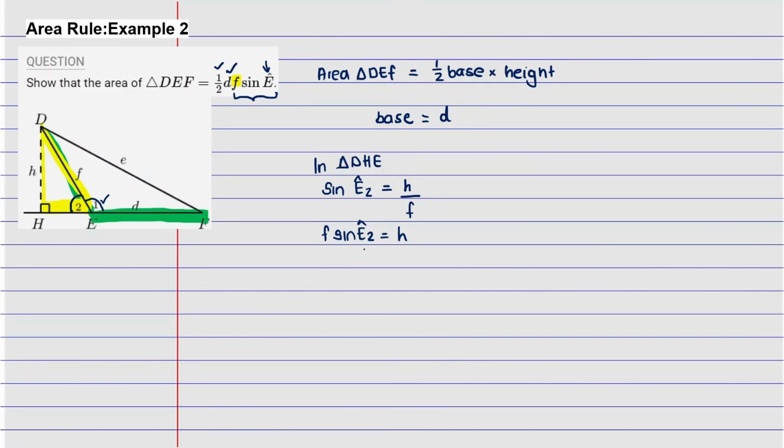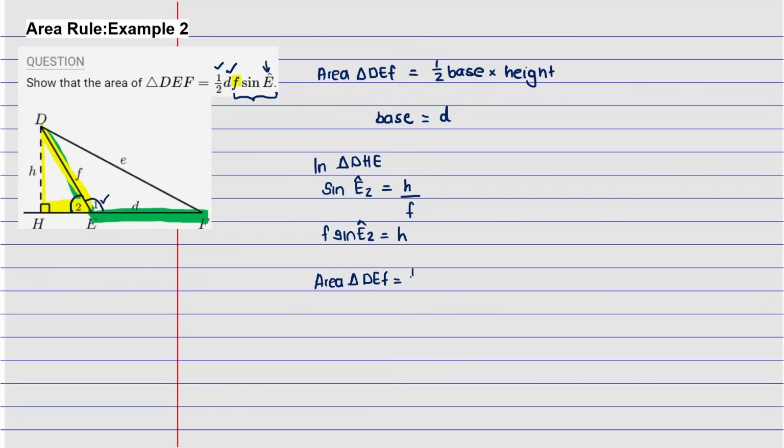So we know the fact that this is going to be our situation, right? So now we know that this can replace H. So let's do that, right? Now, let me just write it here, it's going to be the area of triangle DEF, right, is equals to what?